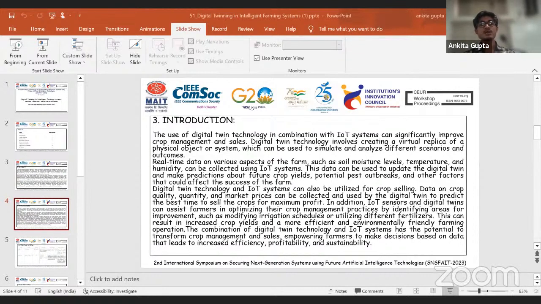In addition, IoT sensors and digital twins can assist farmers in optimizing their crop management practices by identifying areas for improvement, such as modifying irrigation schedule or utilizing different fertilizers. This can result in increased crop yield and a more efficient and environmentally friendly farming operation. The combination of digital twin technology and IoT system has a potential to transform crop management and sales empowerment.